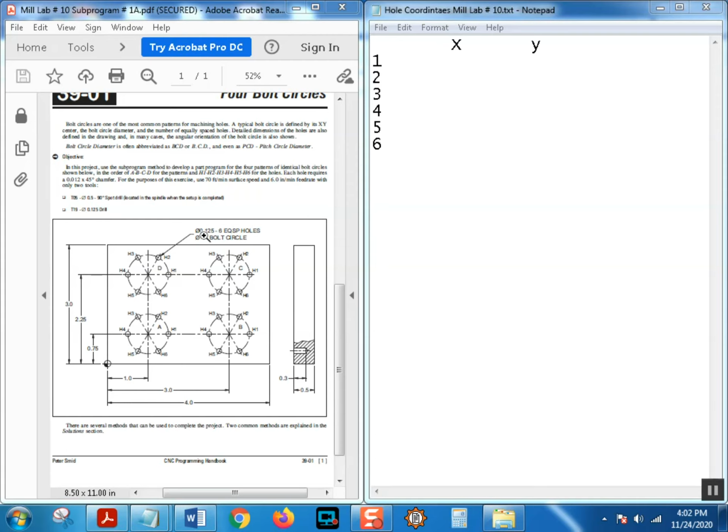It says we've got 125 thousandths diameter holes. That's an eighth of an inch, and there's 6 of them, equally spaced on a 1-inch diameter bolt hole circle. They're calling the holes H1, H2, H3, H4, H5, and H6. I just got 1, 2, 3, 4, 5, 6 over here. I'm not going to put the H numbers up there; I think you'll do fine without it. Notice that only 2 of the bolt holes in this bolt hole pattern land on the x-axis.